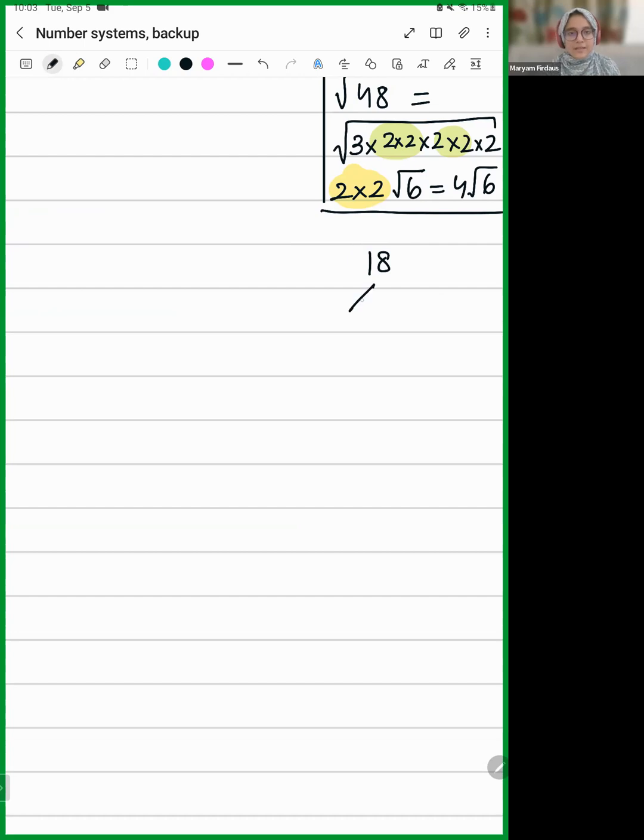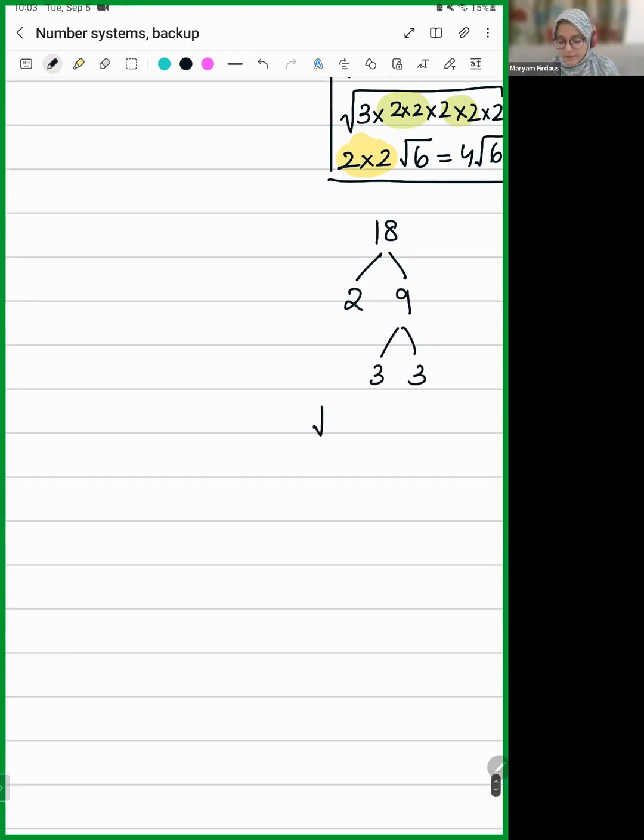18 can be written as? 2 into 9. Very good. And 9 can be written as? 2 into 3 into 3. Very good. So root 18 can be written as root 2 into 3 into 3. So what pairs can you make here?